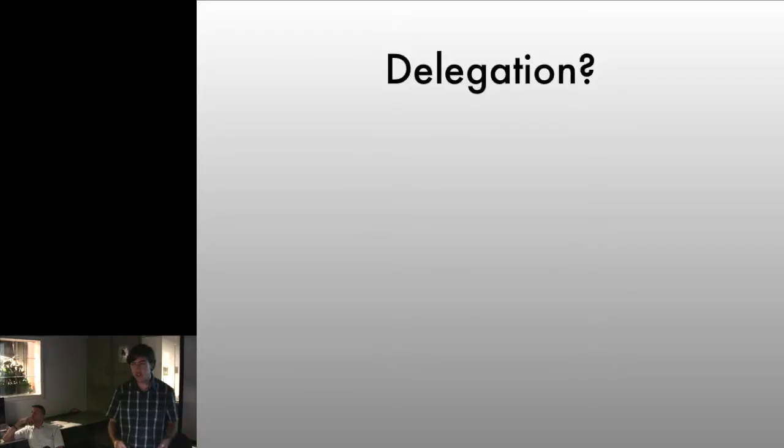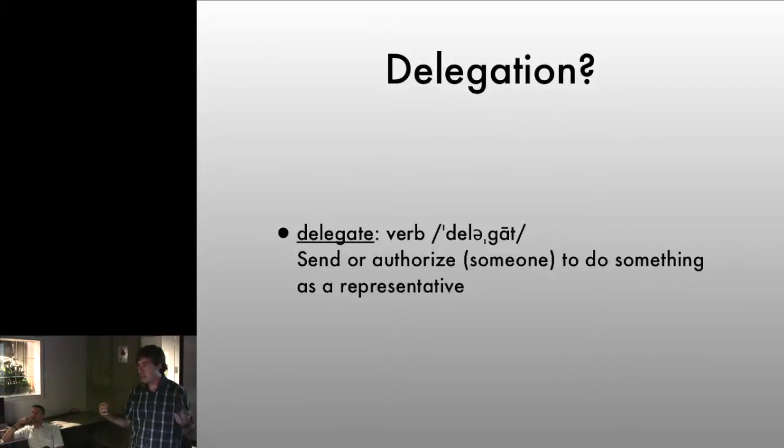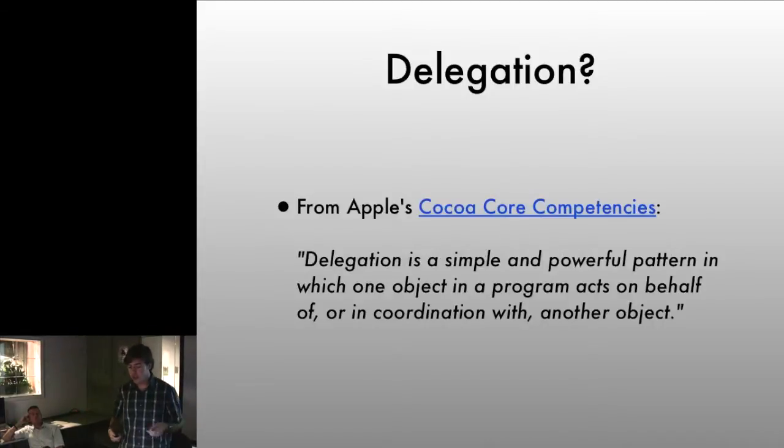So let's start off by just defining what delegation is. We have this word in English, delegate, which is basically to tell somebody else to do something on your behalf. And that's more or less what delegation is from the software point of view. Apple has this great document called Cocoa Core Competencies that has basically every term that the Objective-C Cocoa classes use defined in a really nice way. Their definition for delegation is that it's a really simple pattern in which one object or program acts on behalf of some other object, which again is basically the same as the English definition of the word.